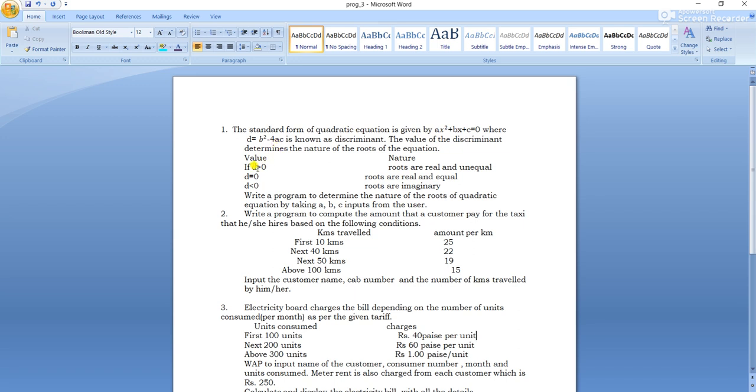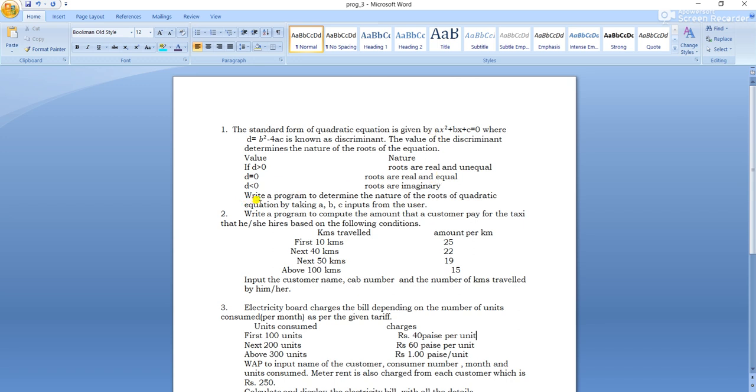And if this discriminant is greater than 0, then the roots are real and unequal, or distinct. Distinct means unequal. This is the first condition. The second condition is when we do this calculation, if the result becomes 0, then the roots are real and equal. When the discriminant is less than 0, then we say the roots are imaginary. So this is the table.